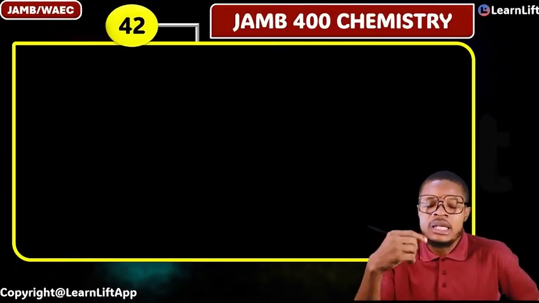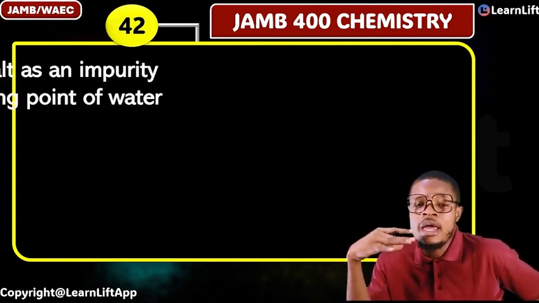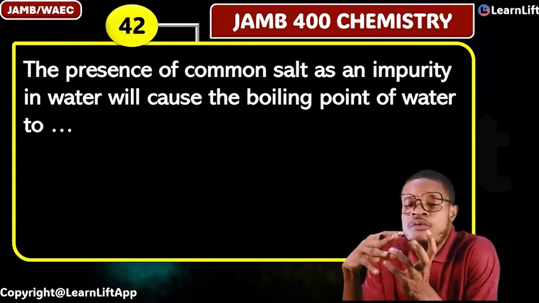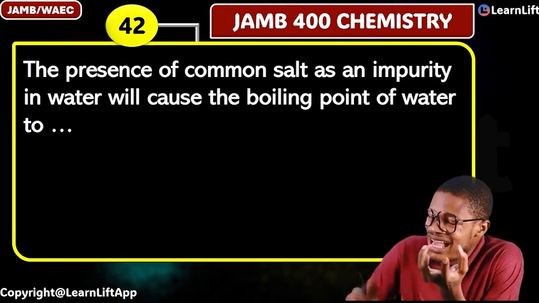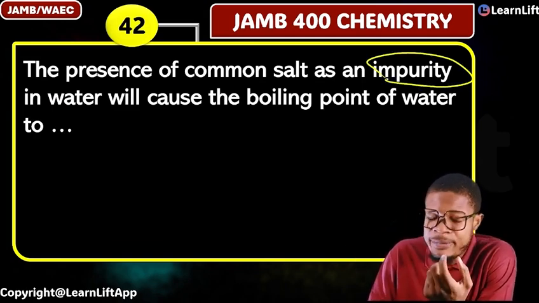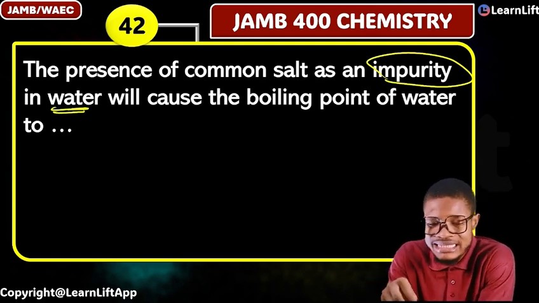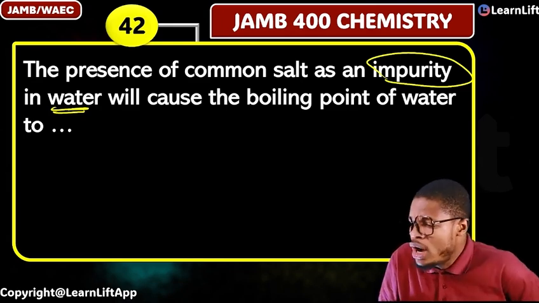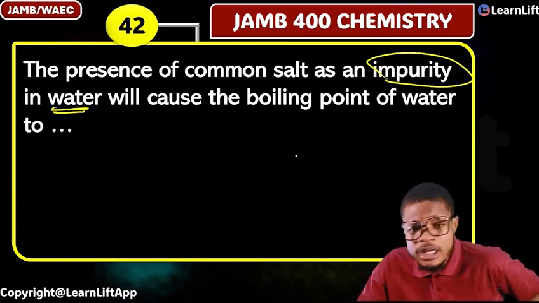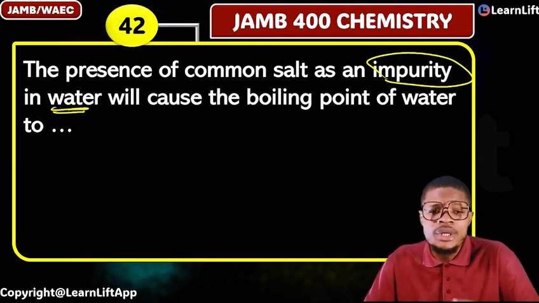Now that you get that, let's look at question 42 very quickly. We are going all the way to 50 in this particular class. In question 42, the presence of common salts as an impurity in water. So if you add common salt to water, that salt we add is an impurity in the water. It will cause the boiling point of the water to what? So what will it do to the boiling point of water? Anytime you add impurity to pure solvents, what will they do?